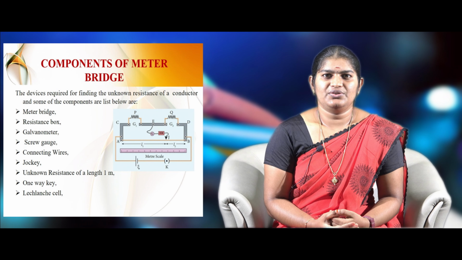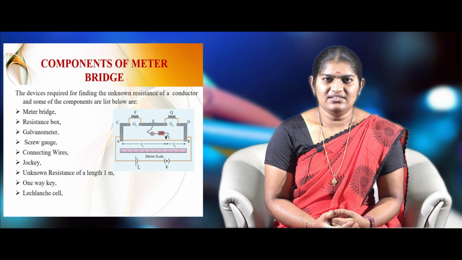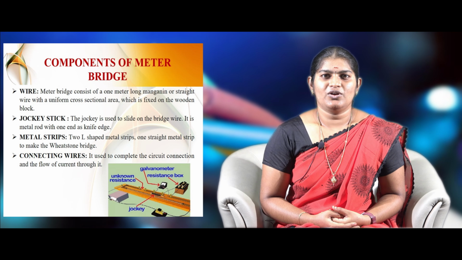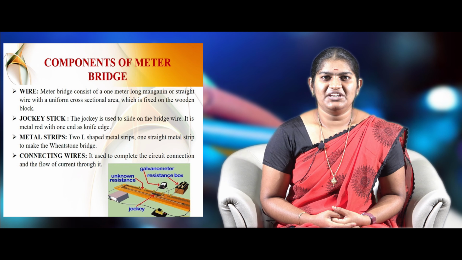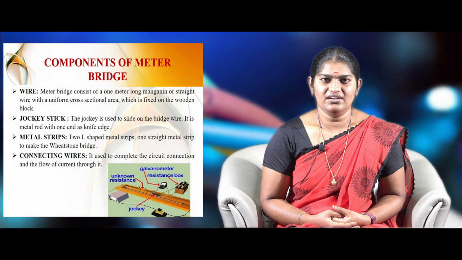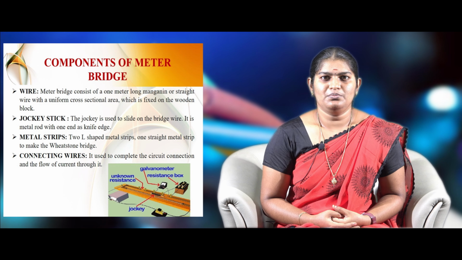This device is required to find the unknown resistance of a conductor, and some of the components are listed below: Metre Bridge, resistance box, connecting wire, galvanometer, screw gauge, unknown resistance wire of length 1 meter, one-way key, Leclanché cell, jockey. Next we are going to discuss the components of the Metre Bridge in detail. First one, wire. The Metre Bridge consists of a 1 meter long manganese or straight wire with uniform cross-sectional area, which is fixed on a wooden block.